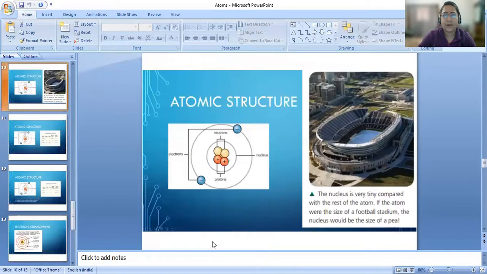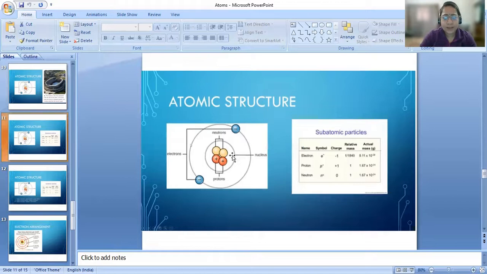So what will the structure of the atom look like? The atom has a nucleus and it has electrons around the nucleus which are moving in the orbits. If you compare the atom with the size of a football ground, and in the stadium you place a pea, that pea will resemble the nucleus, and the size of the football stadium will be the size of the atom. So now you can imagine how small the nucleus is and how far the electrons are moving around it.